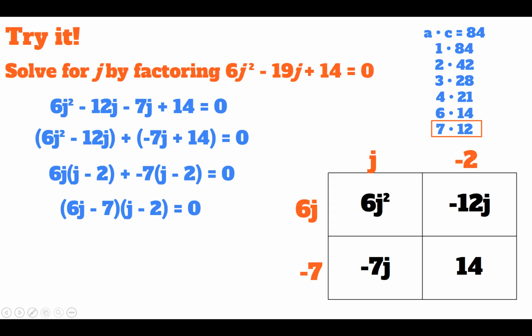This is the new thing. What do I do to solve after this? Make both of them equal to 0. Yep. So 6j minus 7 equals 0, and j minus 2 equals 0.